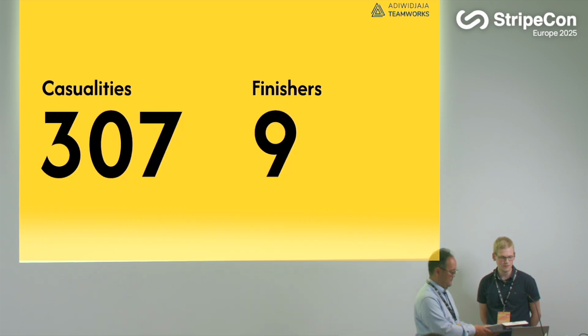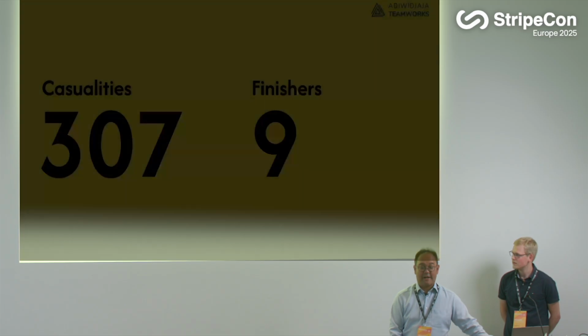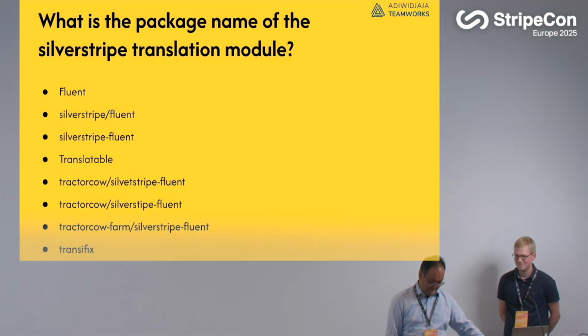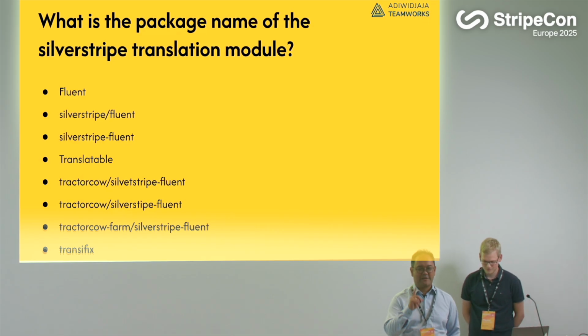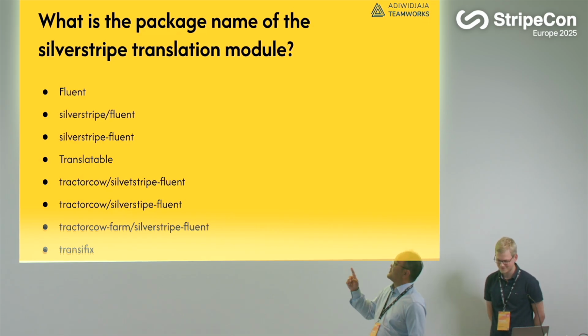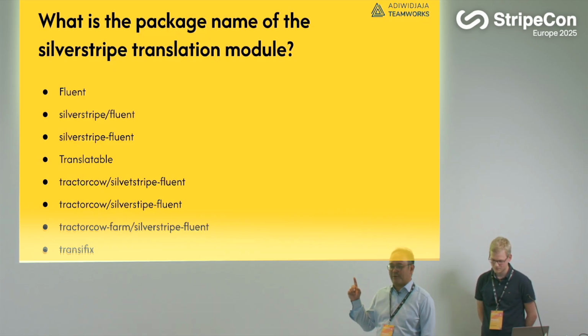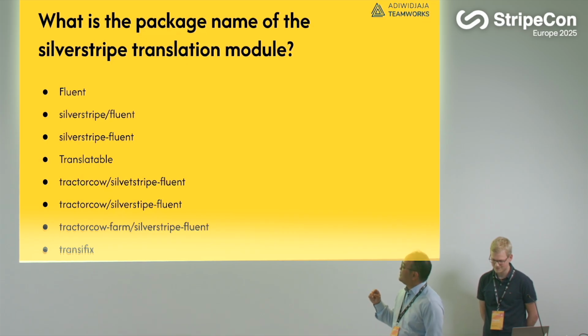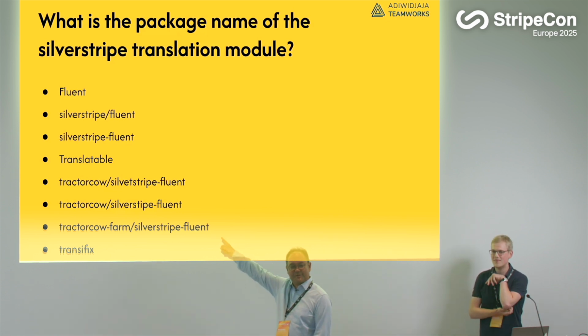But first of all, of course, the winners. We have one honorable mention. The hardest question seemed to be this: What is the name of the Silverstripe translation module? And we were not aware that you can make that many errors. Oh, Silverstripe. Yeah, the Silverstripe is Werner, just to say.